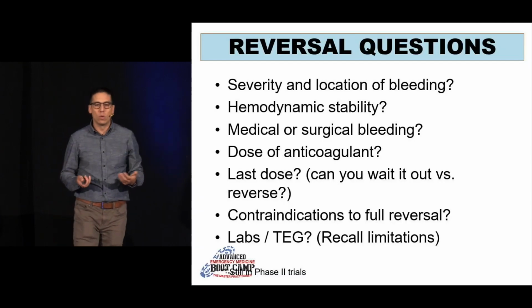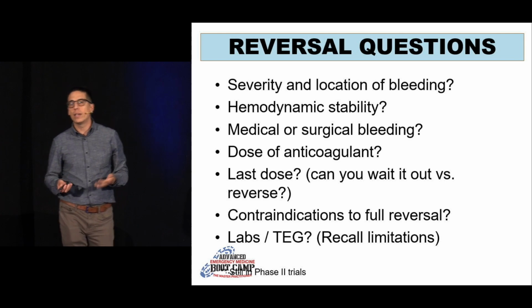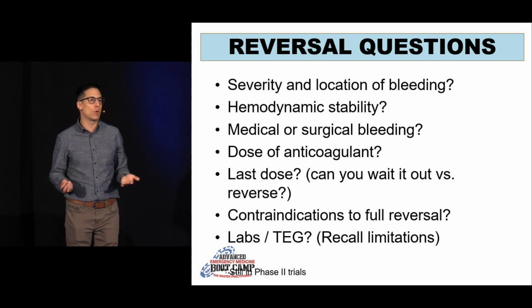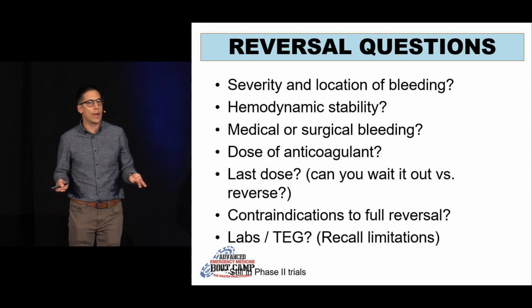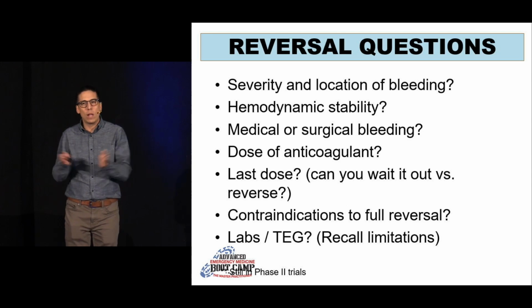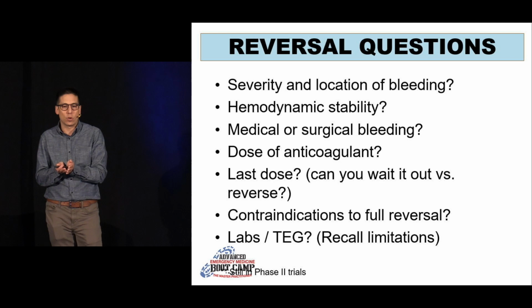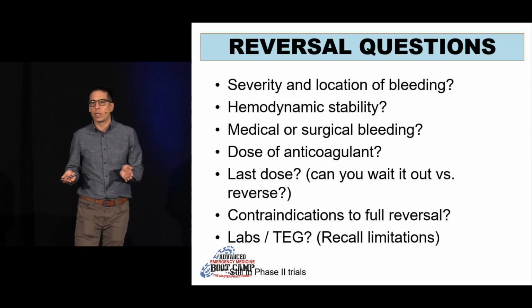Reversing anticoagulation. What do you want to know? What's the severity and the location of bleeding? Is the patient hemodynamically stable or unstable? Can I wait it out, so to speak, with these DOACs? Or am I well inside 3 to 5 half-lives and I have to do something to reverse them? Is it medical or surgical bleeding, right?